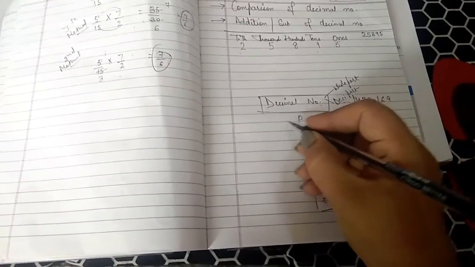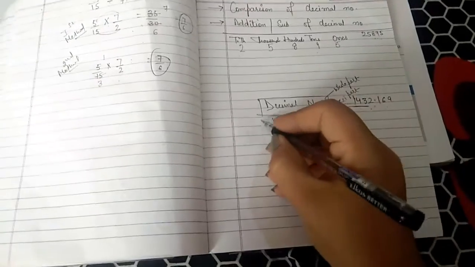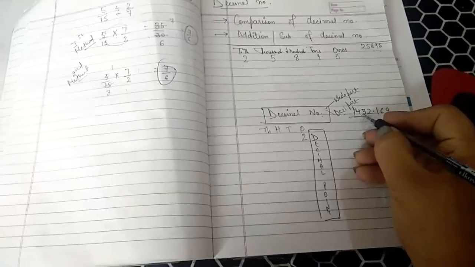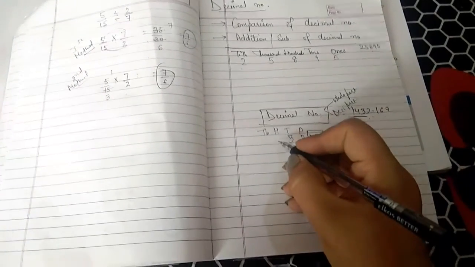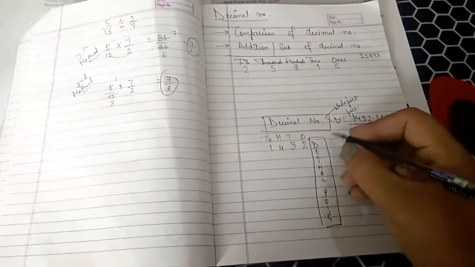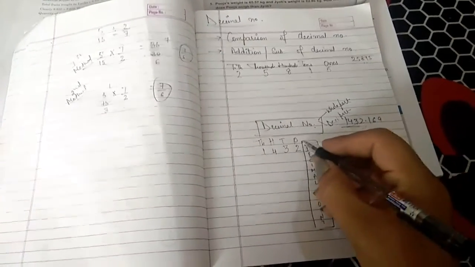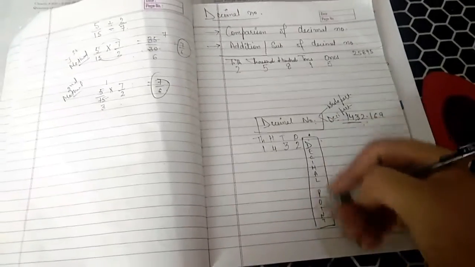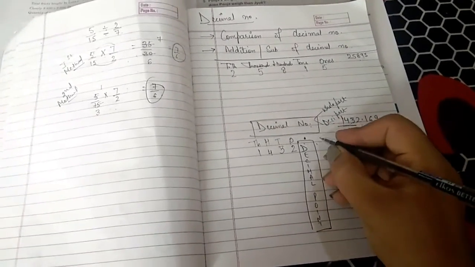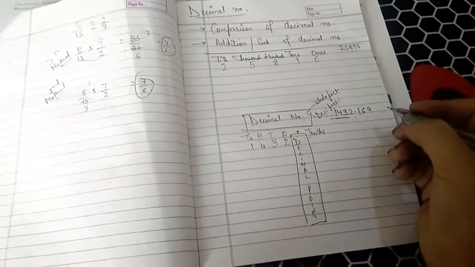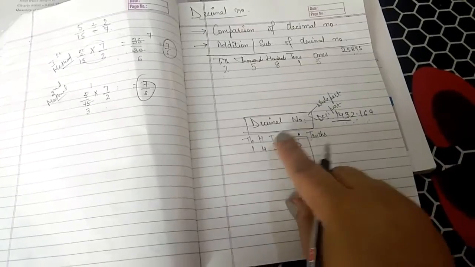First of all ones, then tens, hundreds, thousands. So here 2 will come under ones, 3 will come under tens, 4 will come under hundreds and 1 will come under thousands. Now how will you represent the decimal part? After the decimal, this is ones, tens, hundreds, thousands. Now here you will put a decimal, which is called the decimal point. Now after the decimal point, first of all tenths will come. Beta, this is tens, this is tenths.